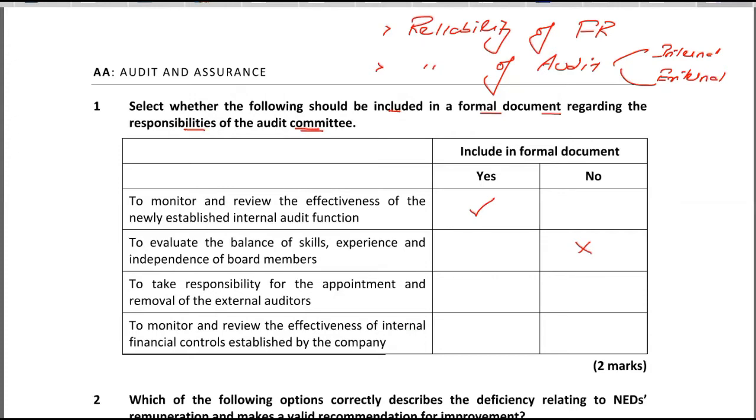To take responsibility for the appointment and removal of the external auditor. They can just deal with the engagement letters and the audit issues, but they will not be appointing or removing the external auditor. It will be done by the shareholders themselves through the board meeting, through the AGM. The audit committee can assist in the hiring of the firm, but they cannot select the firm. They cannot hire and fire. Although they can do that in an emergency situation, but not in the ordinary course. So no, we have to tick it over here. So just no.